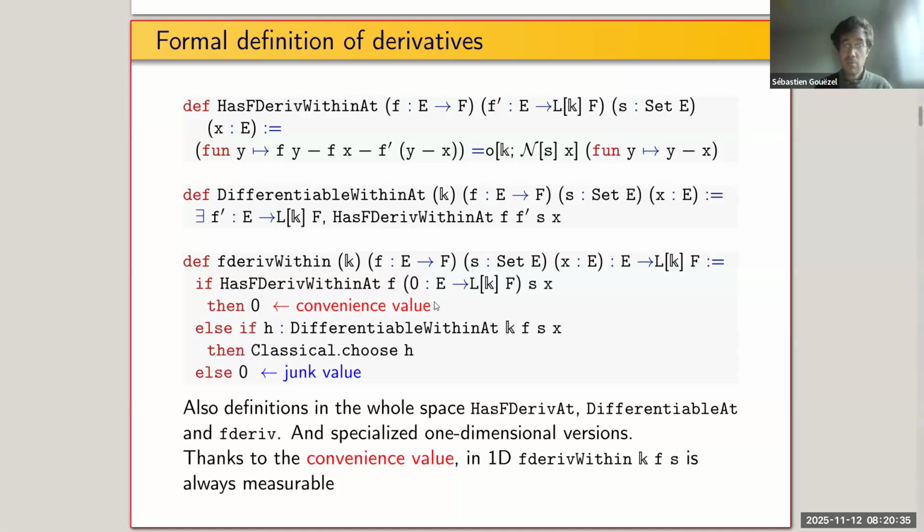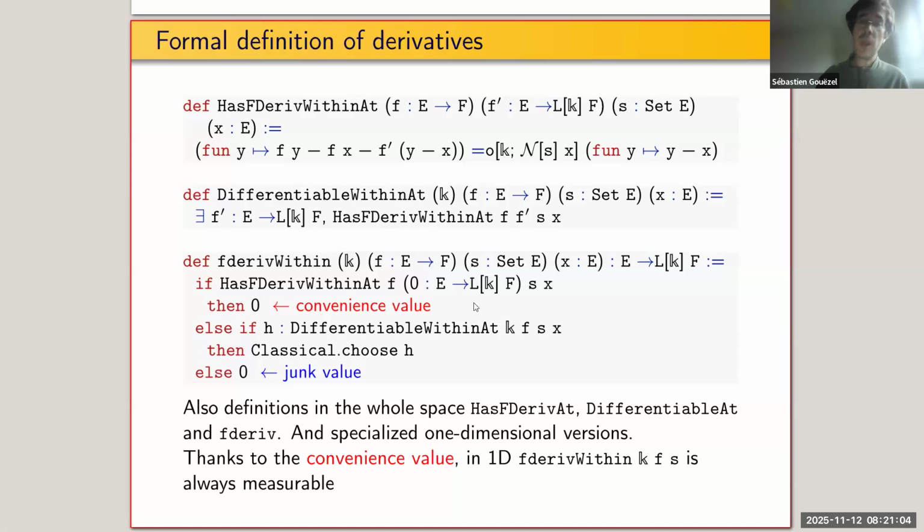So with this convenience value, it turned out that if you look at f derivative within, of, at an empty set, any continuous linear map would be a derivative, but this convenience value will take the value 0, which means the derivative will always be 0, and the constant function 0 is measurable. So this slightly weird definition ensures that some more theorems are true at no cost.